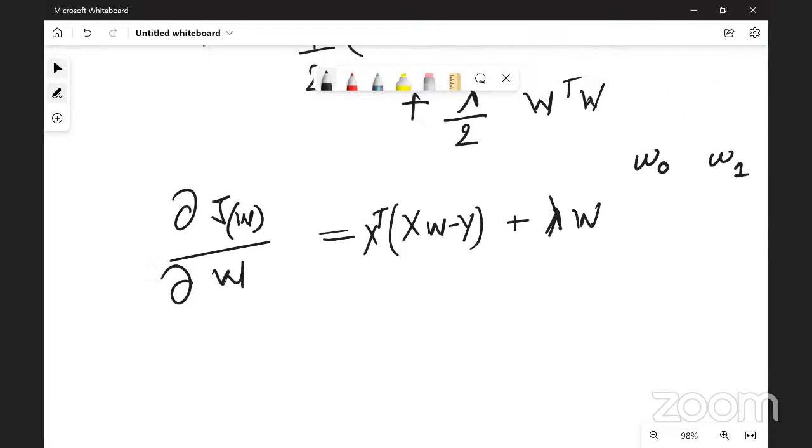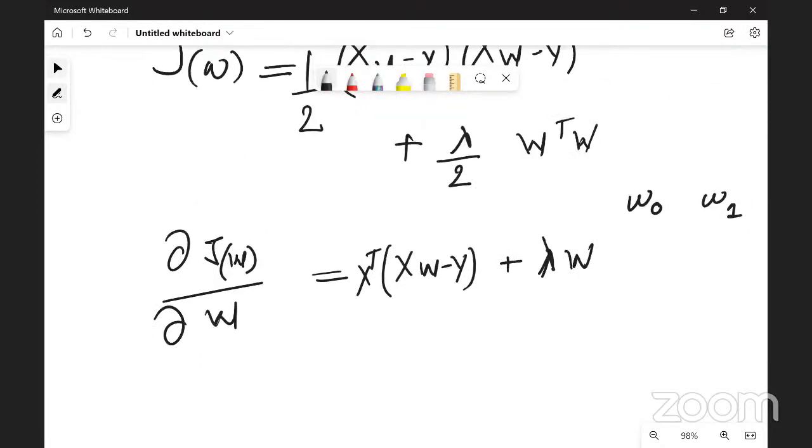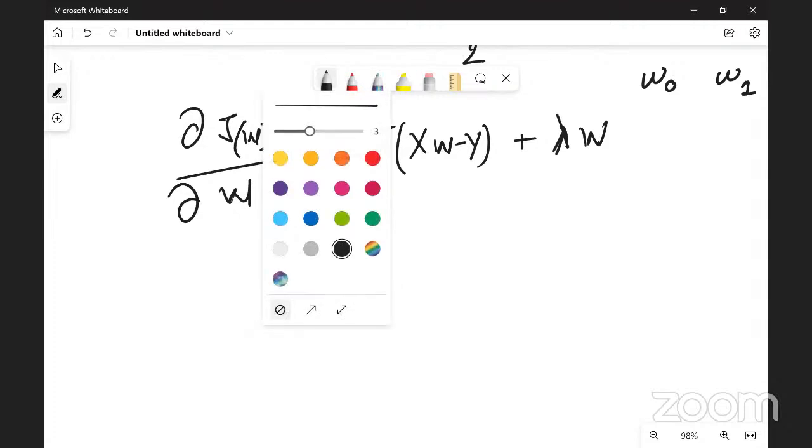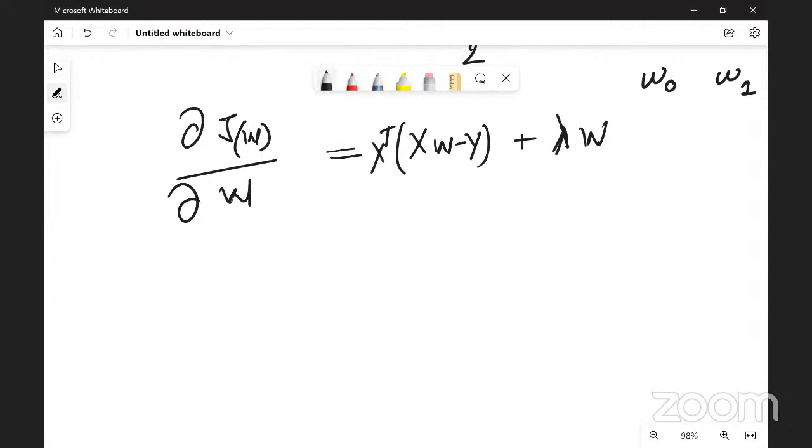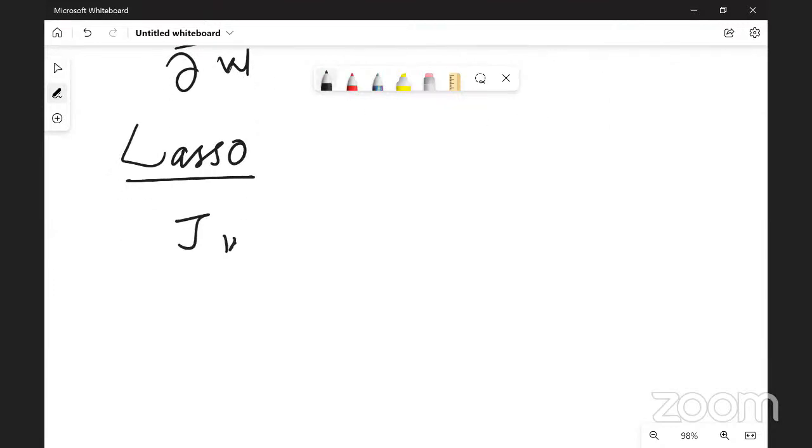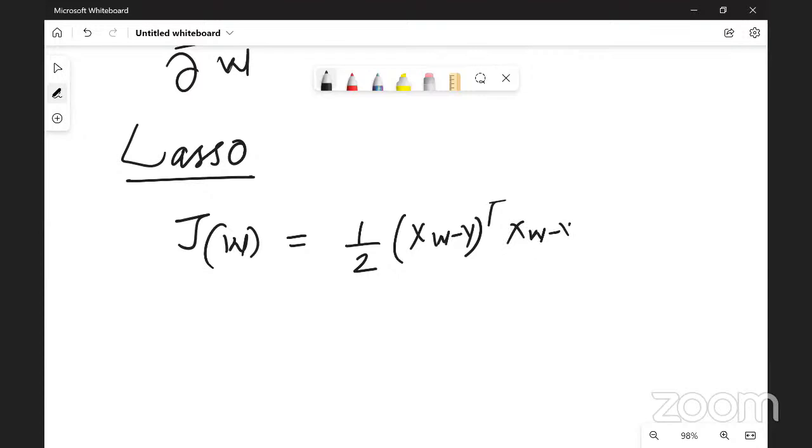So this is for ridge regression. There's one more type of regression that you can do, which is lasso. In that, your loss function looks something like this: half of (XW minus Y) transpose (XW minus Y) plus lambda by 2 as it is, but instead of the second norm, we use the first norm of W.